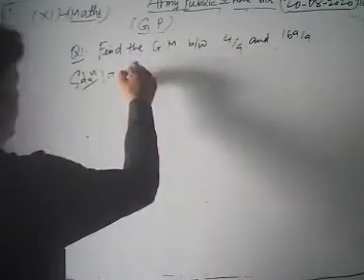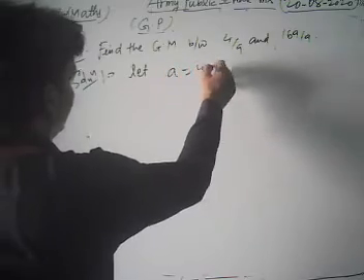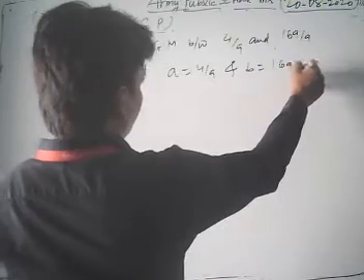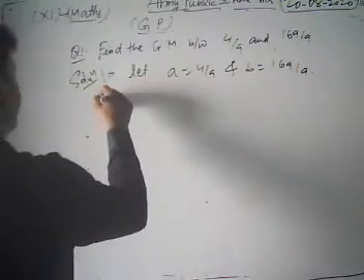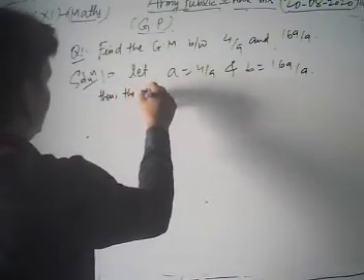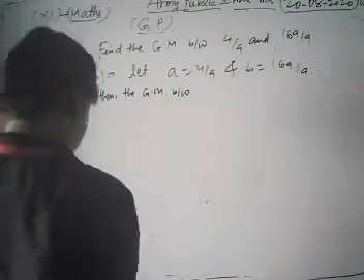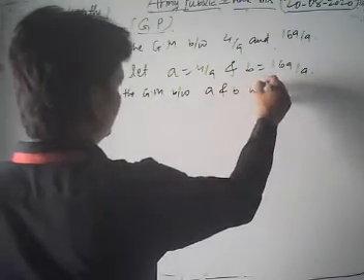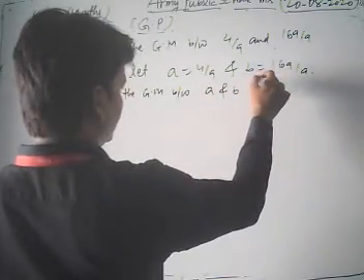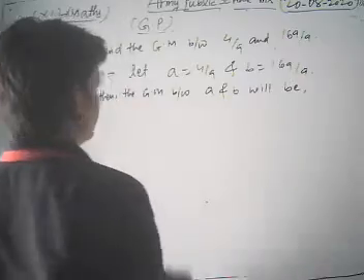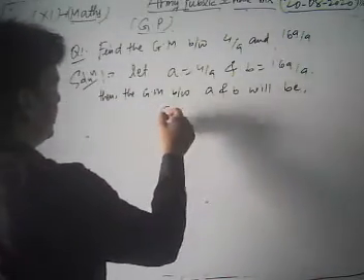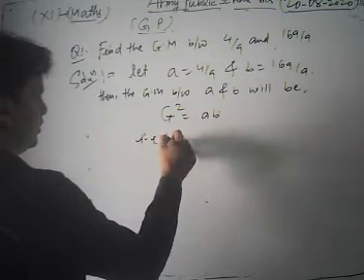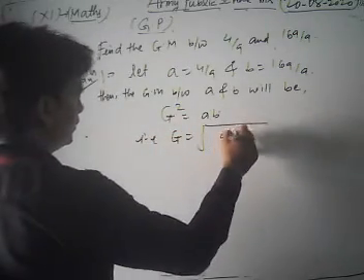First of all, let A be 4 by 9 and B is equal to 169 by 9. Then the geometric mean between A and B will be what? G square is equal to AB, that is G is equal to under root AB.